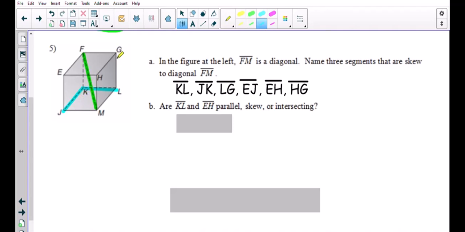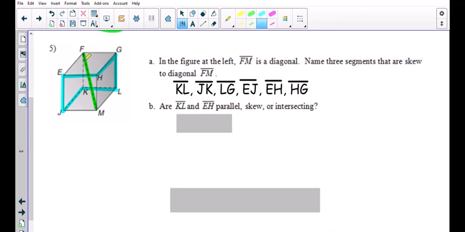We've got LG over here. We've got EJ, which is this one right here. EH, which is this one, which again in 2 dimensions appears to intersect right there. But again, this is going to be the front of the box. This green line is going through the box, so not going to intersect. Then my last one I had was HG. I think I listed all of the edges that would be skew.